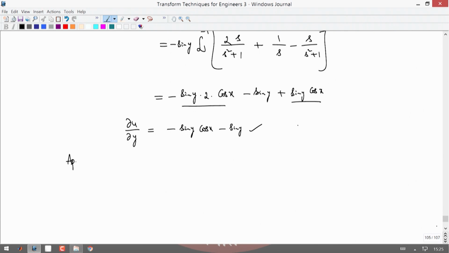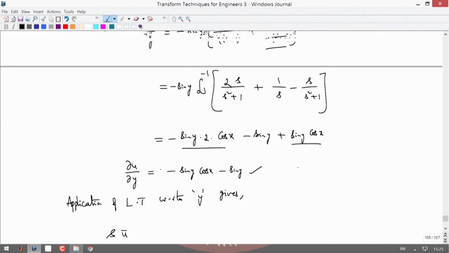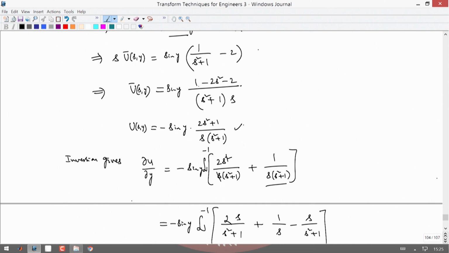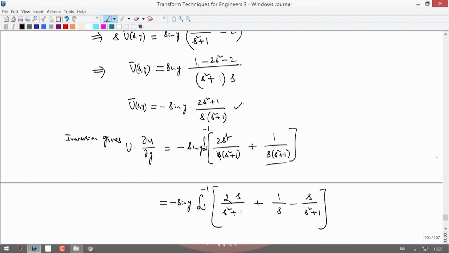So, application of Laplace transform with respect to y gives s times u bar of... did I use u bar here? I think I have not done. So, you will write u bar, this is u bar. So, inversion will give you this. This is u bar, inversion actually gives u of x y, that is actually dou u by dou y.